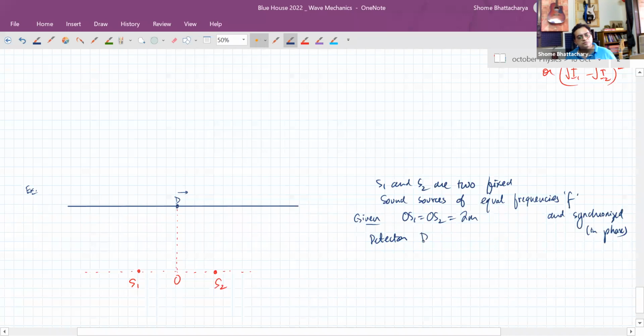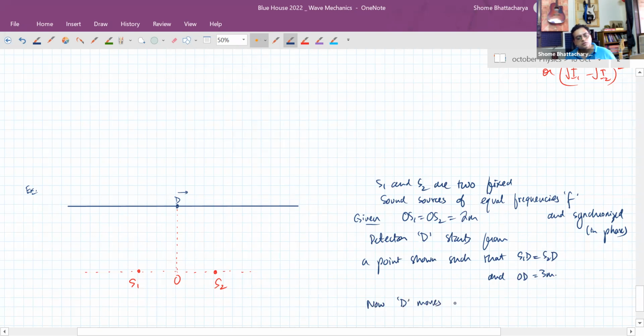Now detector D starts from a point shown such that S1D is equal to S2D, and OD, that distance, is equal to 3 meters. Now D moves along the line shown.